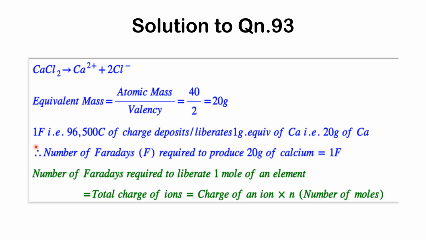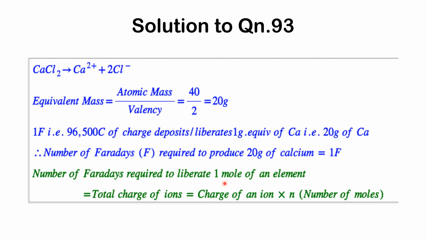Now, one Faraday, that is 96,500 coulomb of charge, deposits or liberates 1 gram equivalent of calcium, that is 20 gram of calcium, because that is the equivalent mass of calcium. The number of Faradays required to produce 1 gram equivalent of calcium, that is 20 gram of calcium, is equal to 1 Faraday. Here the question asks for 20 gram, so the number of Faradays required to liberate or deposit 20 gram of calcium, that is 1 gram equivalent of calcium, is equal to 1 Faraday.